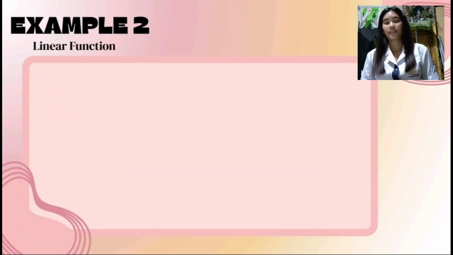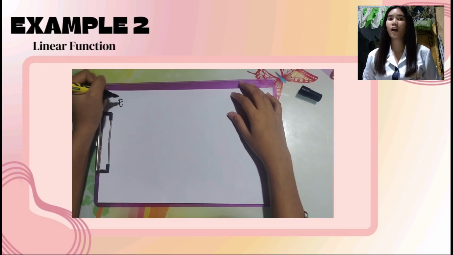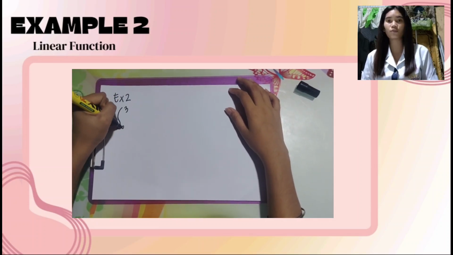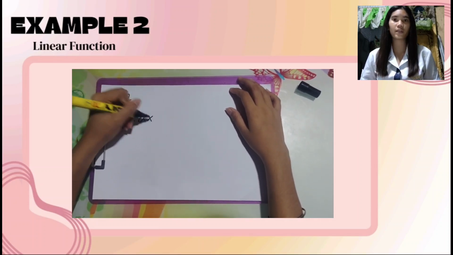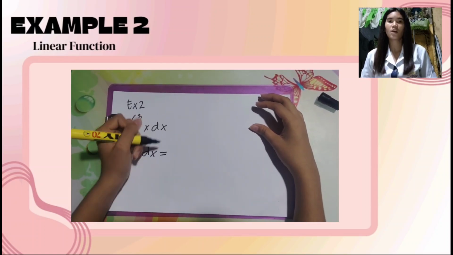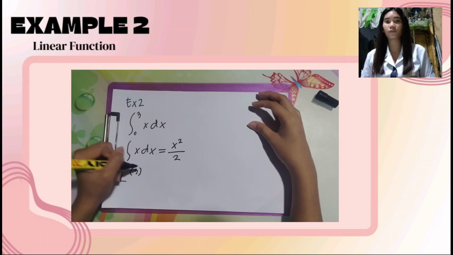Let's proceed now to example number 2, which is a linear function. The problem is we are finding the area under the line of f of x is equal to x from x equals 0 and x equals 3. So first, we must find the antiderivative of x. So the integral of x dx is equal to x squared over 2.